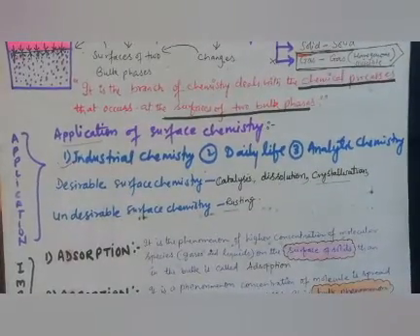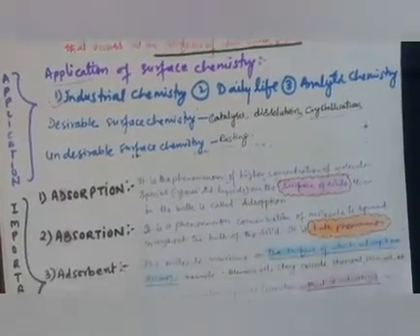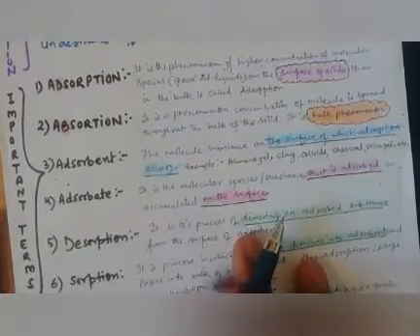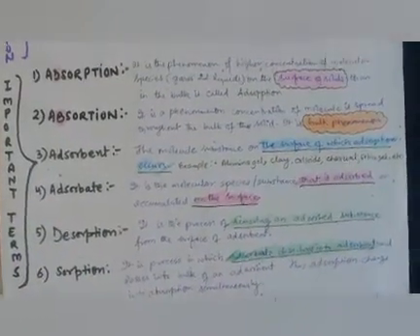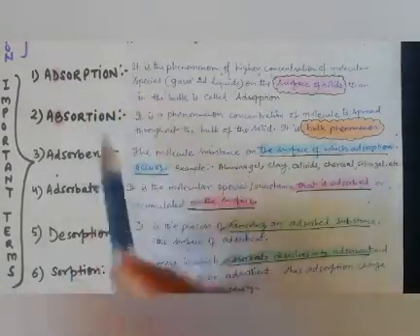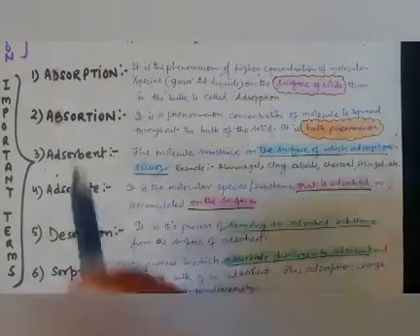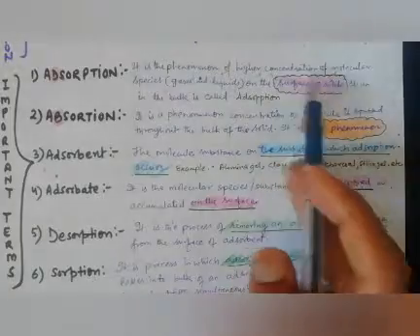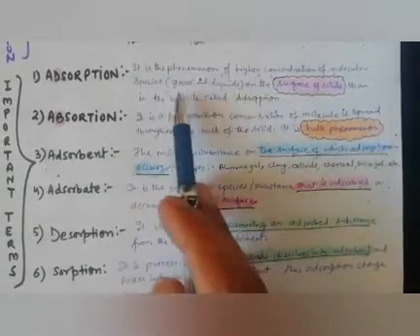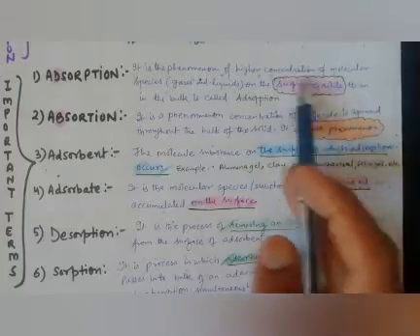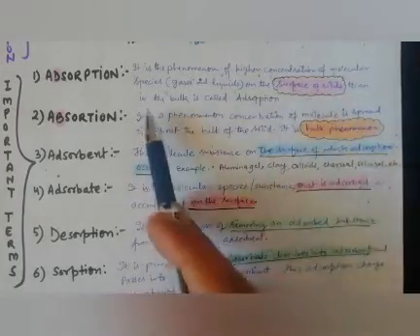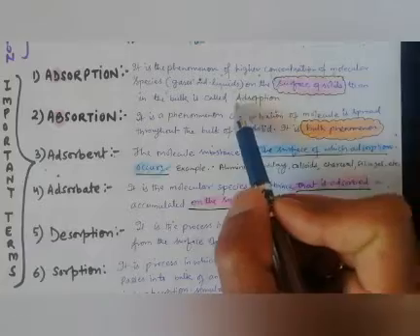Dear students, as usual, before going to understand the topics, we need to understand the important terms of this chapter. Adsorption: I'm going to read, you just listen and note down. Adsorption is a phenomenon of higher concentration of molecular species, which can be gases and liquids, on the surface of a solid. I have highlighted surface of solid. Then in the bulk it is called absorption.